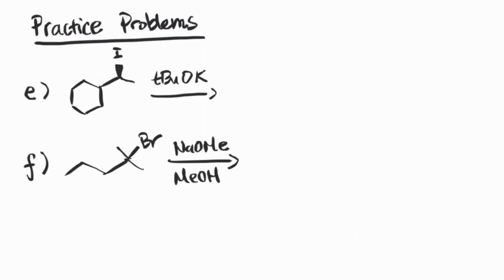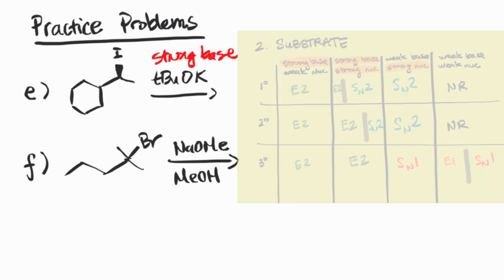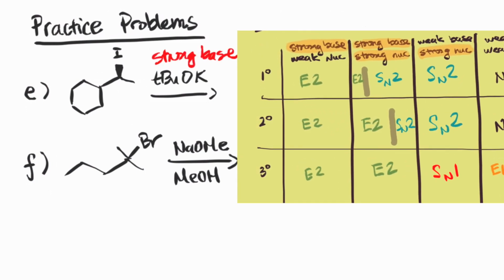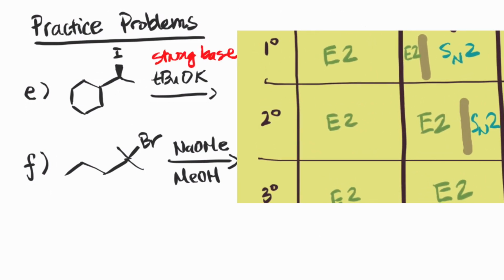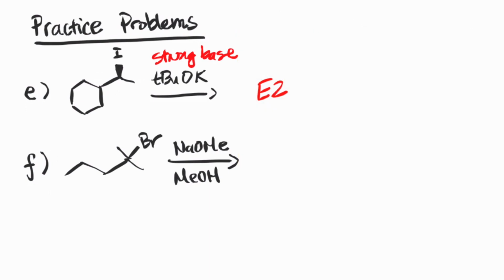All right, let's take a look at letter E here. We got TBOK. Remember that that's going to be a strong base but a weak nucleophile. So it's going to be an E2 reaction. It doesn't really matter what alkyl substrate we have. It will be an E2 reaction.